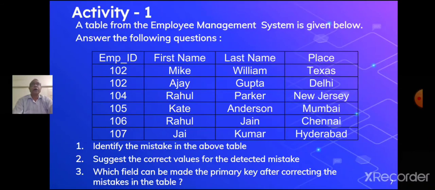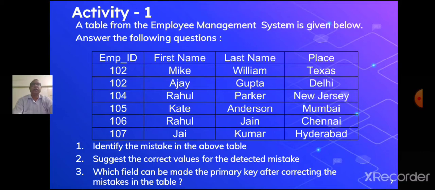Now let us have a visual representation of the data. The activity here displays data in a table like a spreadsheet. This table displays employees management system. Let us understand the data given in the table and answer the questions given below. The first question is, identify the mistake in the above table.